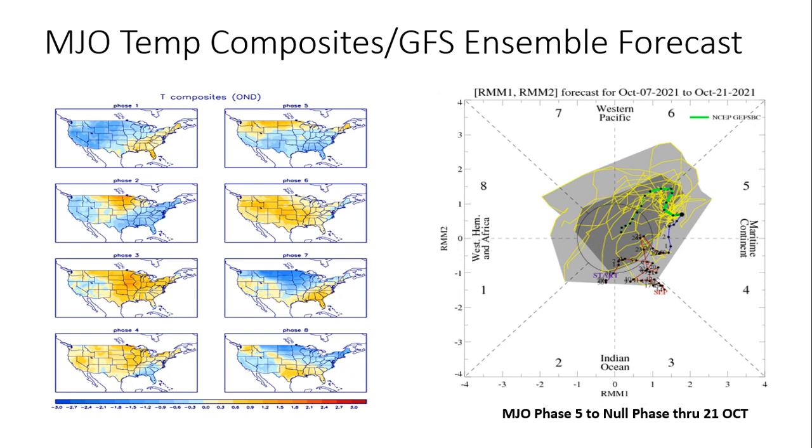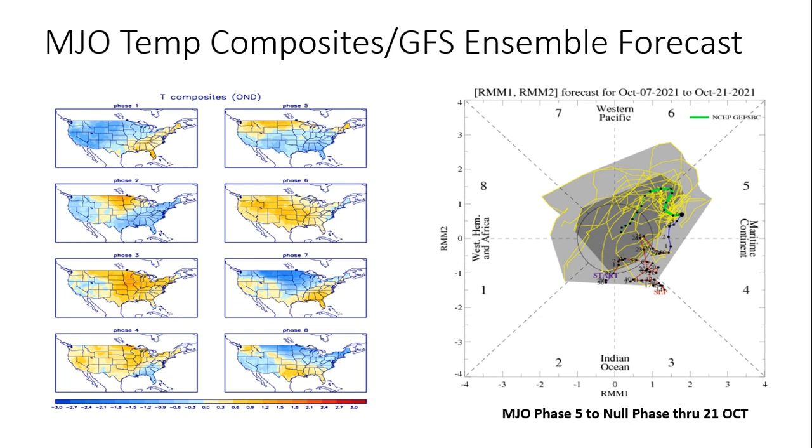So here's a look at the MJO. These are the temperature composites on the left, and I'm starting the temperature composites out for October, November, and December. In general, the blue shading on that graphic on the left represents cooler than normal temperatures, and the orange shading and the yellowish color indicate above normal temperatures.